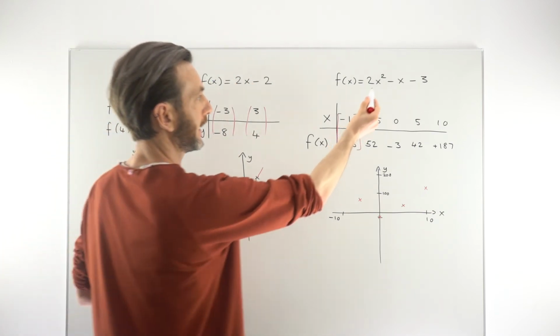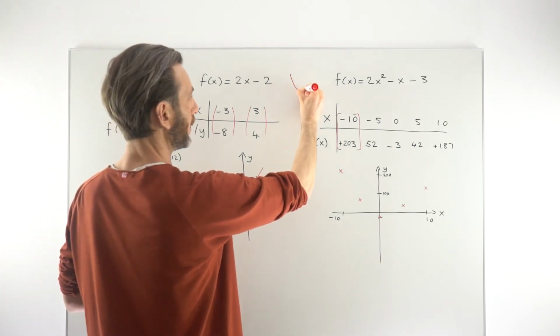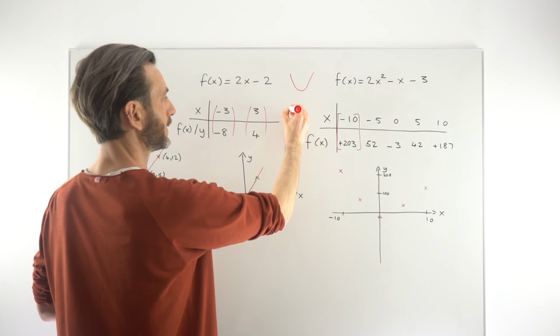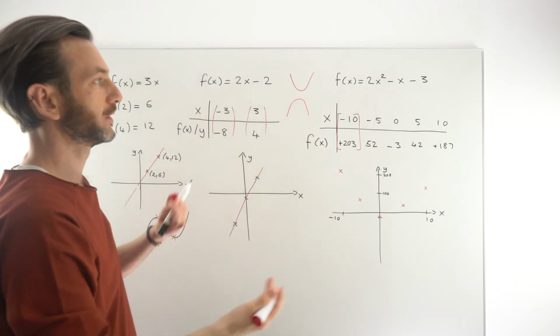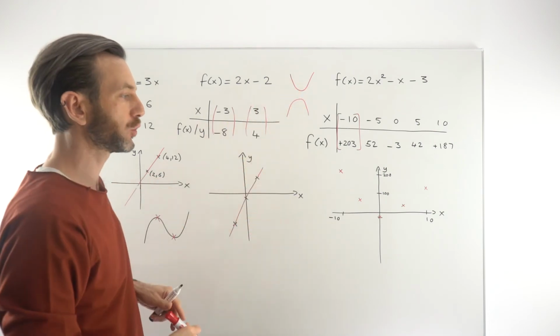So these x squared quadratic functions, they always make a parabola graph. So a U-shaped graph that either goes like that or it goes like that. That's something that's good to know. And we're going to chat in a moment about the general shape of some function types.